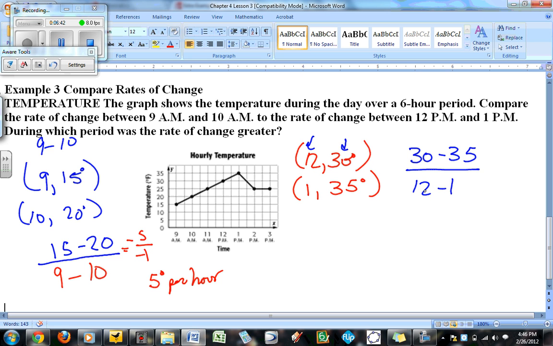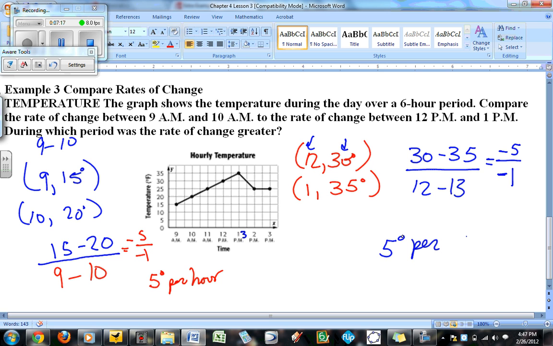The temperature didn't have an hour span of 11 hours. That's not right. It had a span of 1 hour. So actually, if we wrote this in military time, it'd make a little bit more sense. So here we would have 30 minus 35, which is -5, and 12 minus 13, which is -1. The reason I changed that to a 13 is because military time makes it a lot easier to deal with, knowing that this is just a difference of 1 hour. It's not 11 hours. Okay, and so this is a positive 5 degrees per hour.